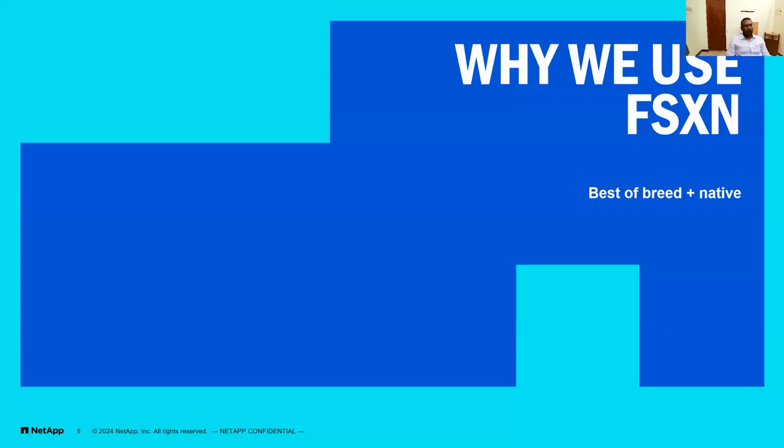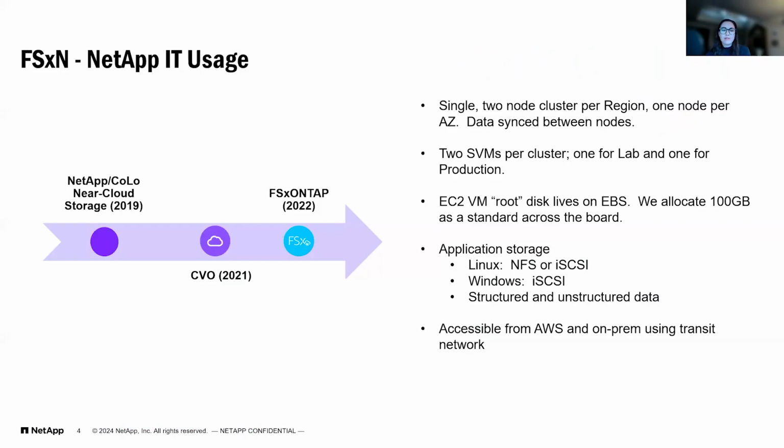Okay. Hey Steve, a quick question before we keep going. On that arrow, we have that journey from CVO to FSxN. One question we get is, what differentiates the two? Are we still using workloads on CVO? Because a lot of people do use CVO.